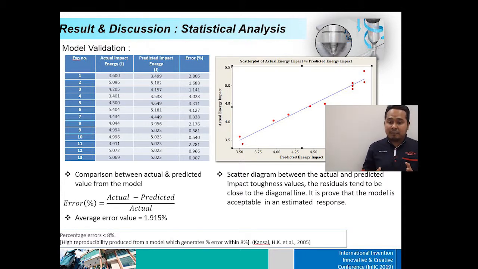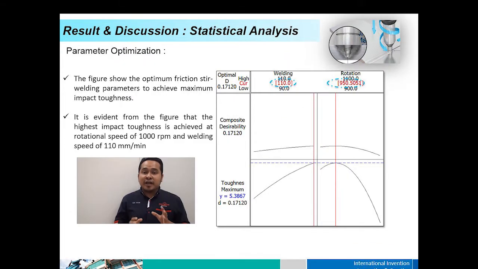The diagram between the actual and predicted impact toughness values and residuals tends to be close to the diagonal line. It is proof that the model is acceptable as the estimated response. The average error value is around 1.915% only. And then this figure shows the parameter optimization.